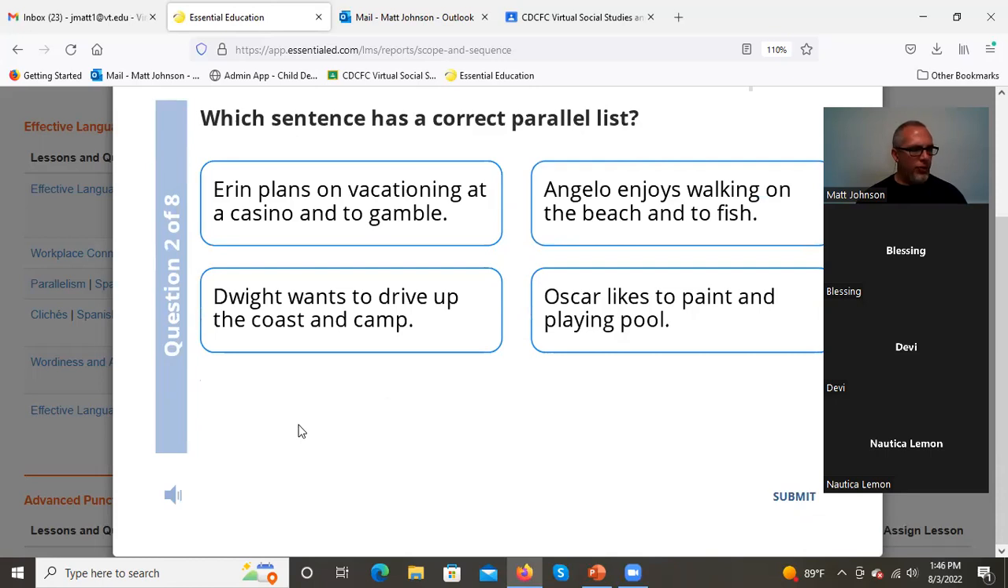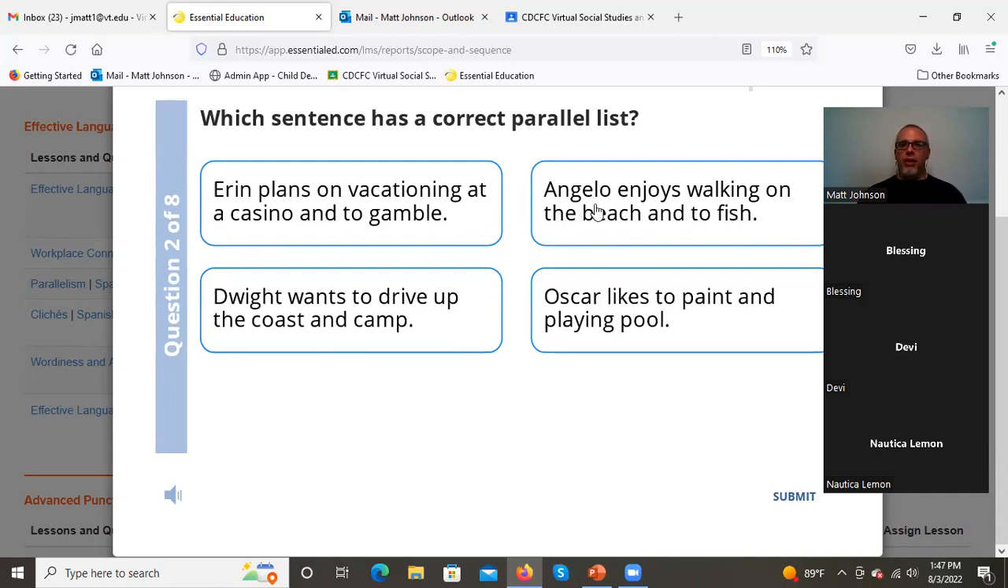Correct form here: Dwight wants to drive up the coast and camp. So camp here uses a verb, right? The activity of camping. Dwight wants to drive up the coast and camp. Here, looking at "Aaron plans on vacationing at a casino and to gamble," we just need "Aaron plans on vacationing at a casino and gambling." That would be the way to correct that.